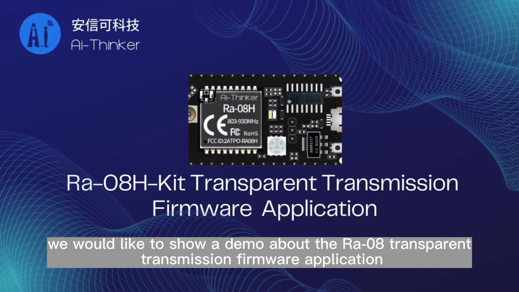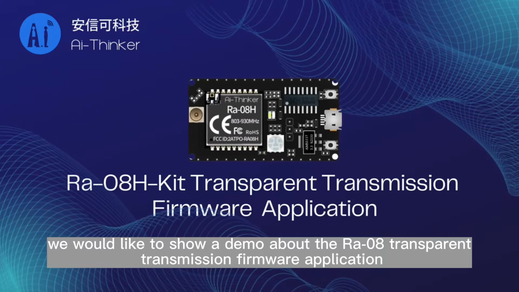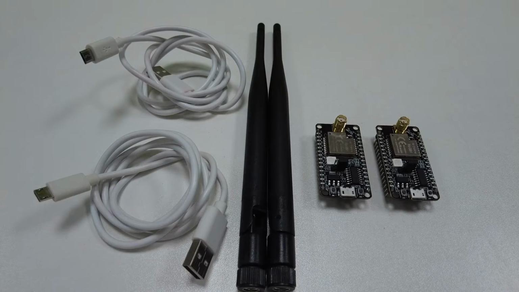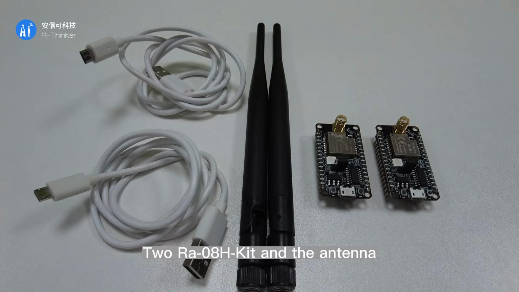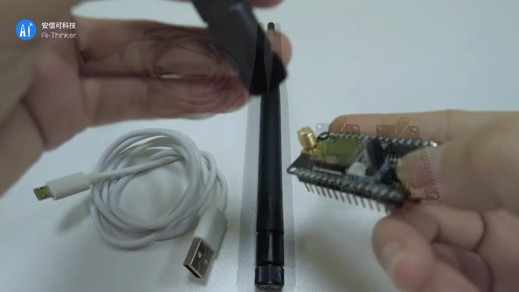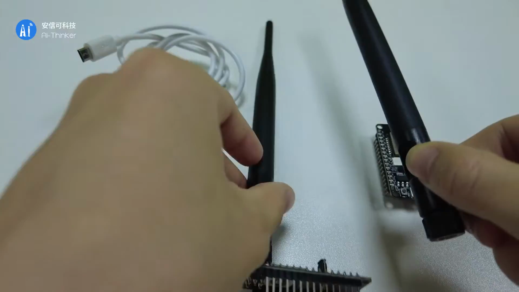In today's video, we would like to show a demo about the RA08 Transparent Transmission Firmware application. First, let's see what we should prepare. Two RA08H kits and the antenna, a USB line, and ensure a computer with internet access. Install the antenna.